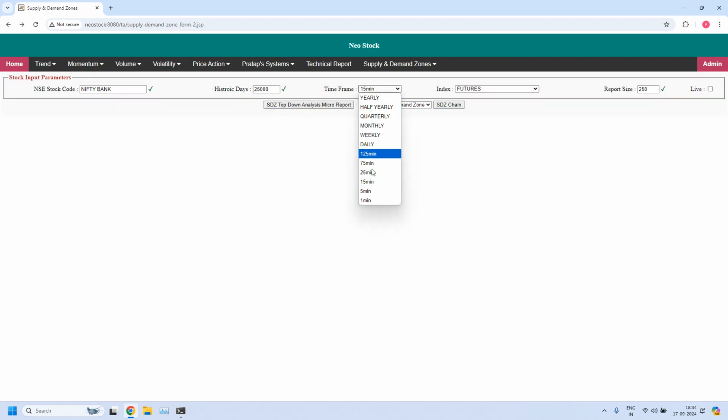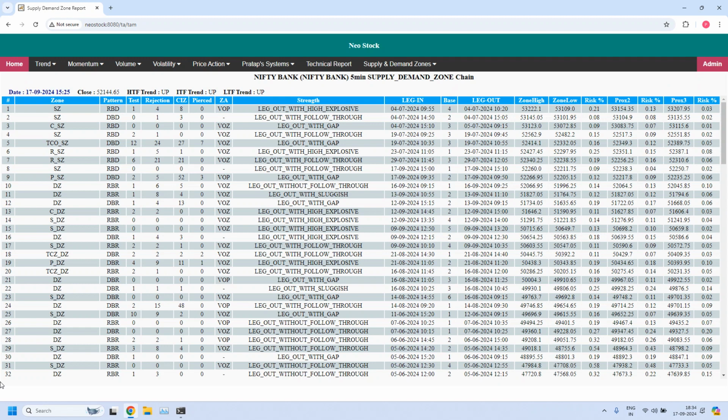Next time frame is 5 minutes. I am generating the 5 minutes supply demand zone chain for BANKNIFTY. So this is about BANKNIFTY supply demand zone chain. With this we have completed both NIFTY and BANKNIFTY.